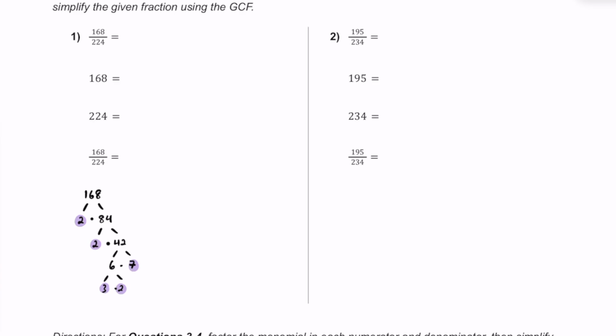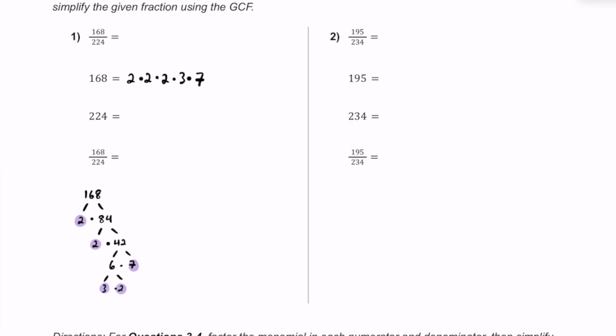So writing this prime factorization, we can say 168 is equal to 2 times 2 times 2, there's 3 of those, right? And then times 3 times 7. Now feel free to use exponents if you want as well, but I'm just going to write it out expanded here, right?